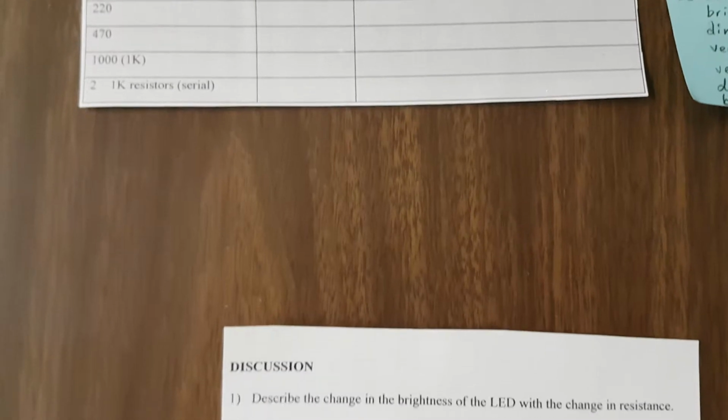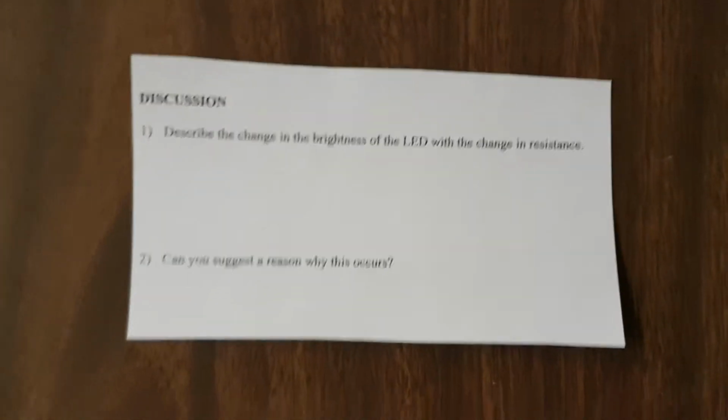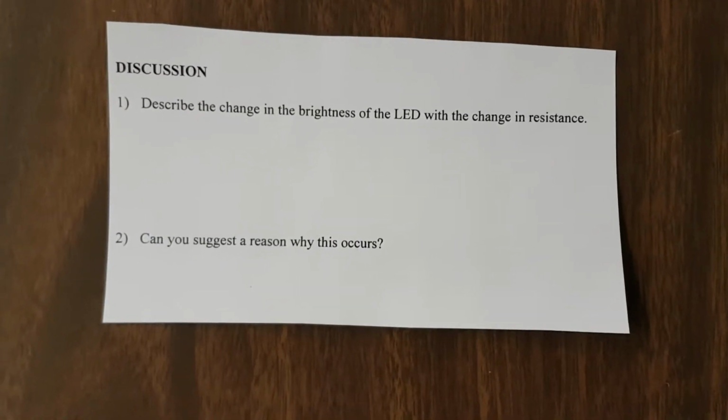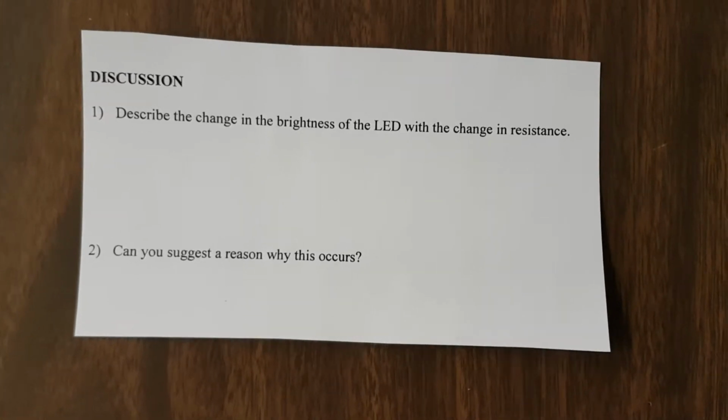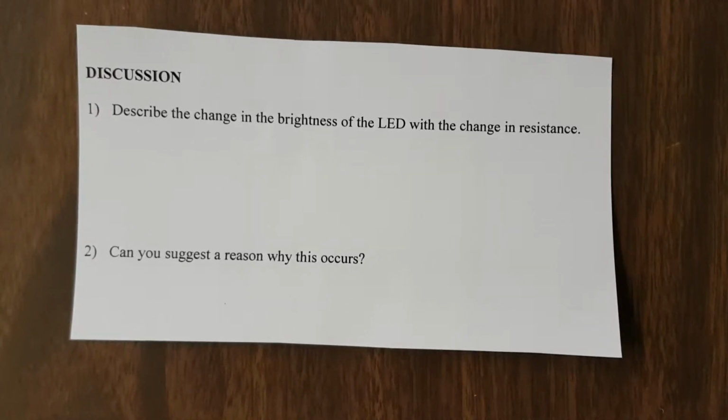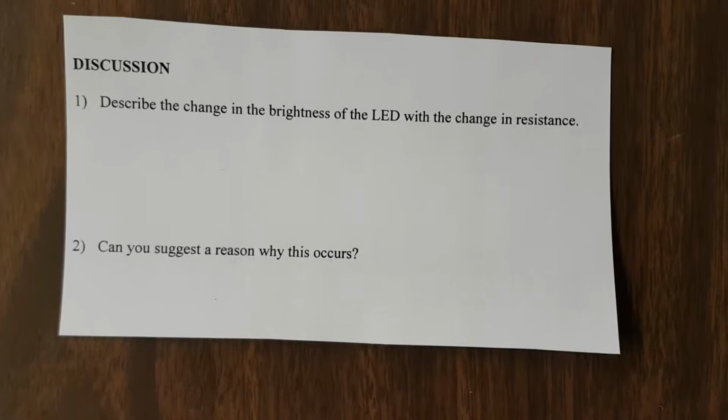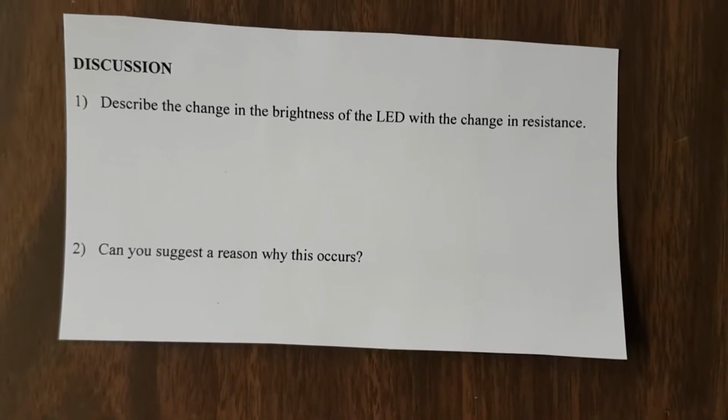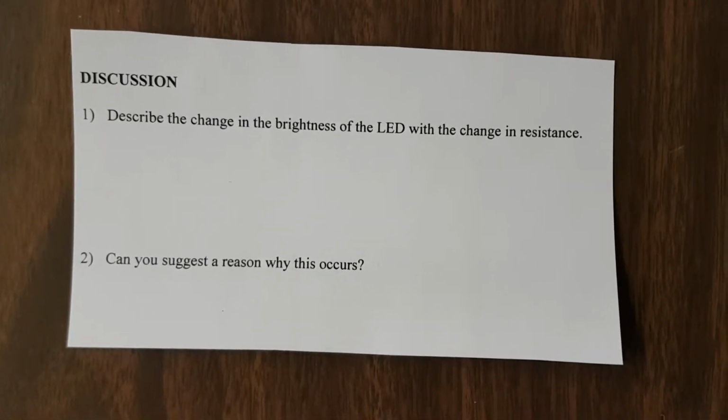Okay, you also fill in the color code because you've learned about the color codes matching the rating on the resistor. Then you move down to the discussion section, which asks you to put into words what you've observed. Describe the change in brightness of the LED.